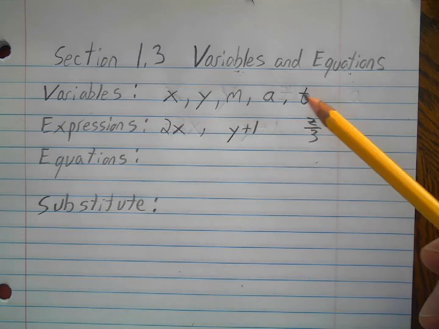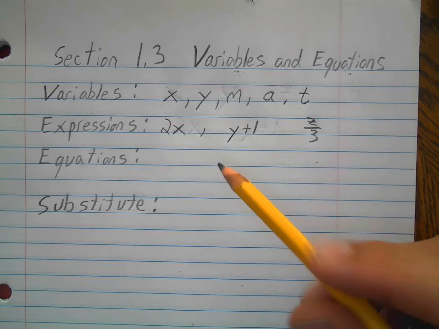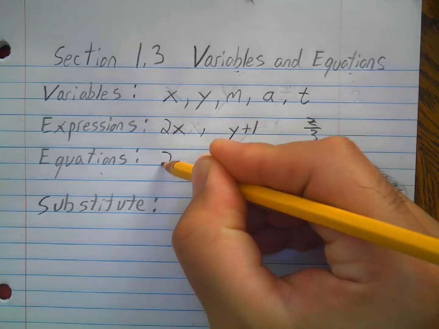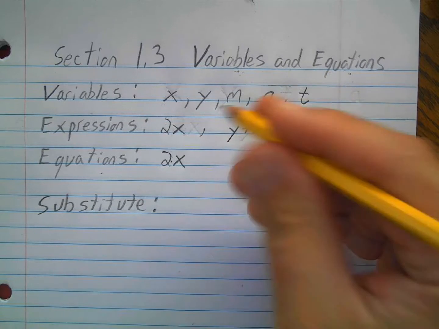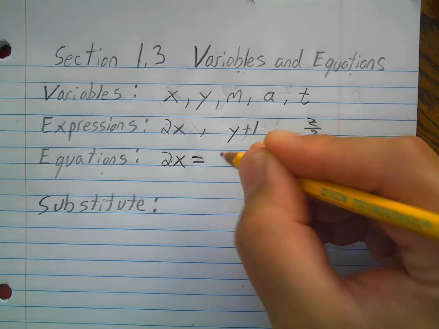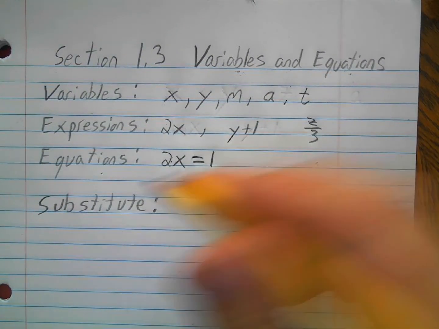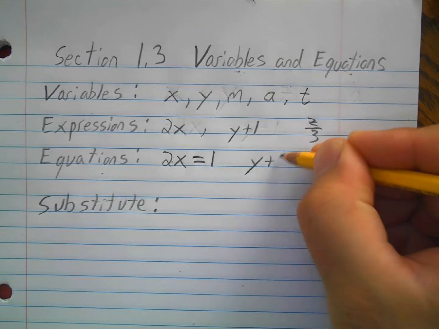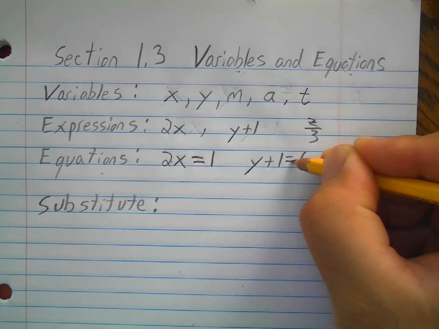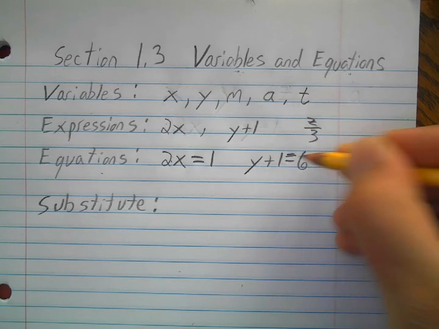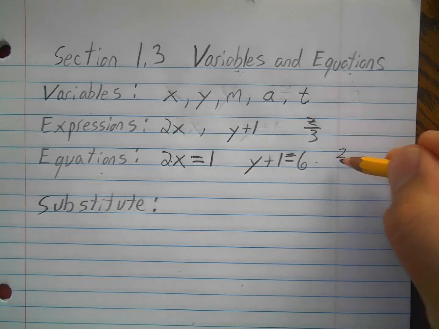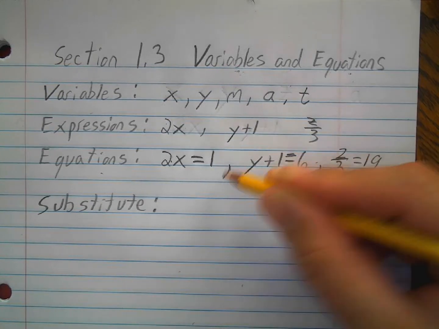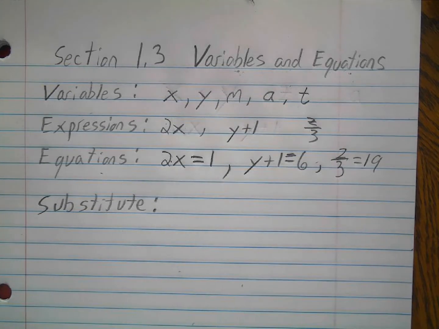Alright? And then if we go ahead and have our equations, that's anything with an equal sign to it. So this is my expression, but if I add an equal sign to that expression, now this is an equation. Alright? Y plus 1 equals 6. Because of this equal sign, we have an equation. My quotient z over 3 equals 19. The equal sign is what makes this an equation.